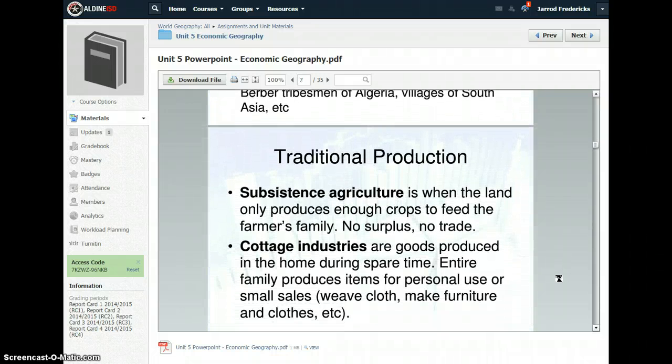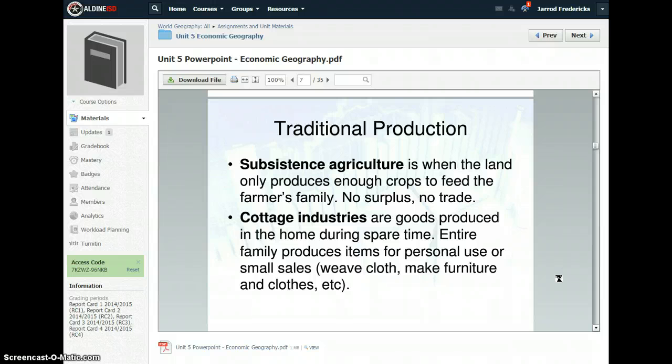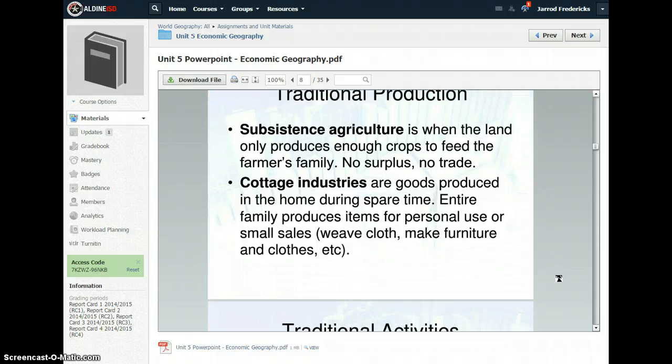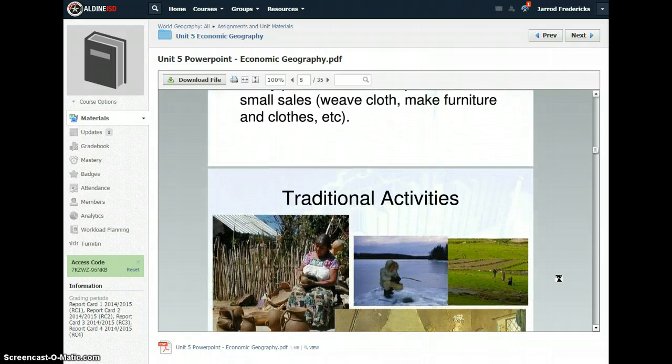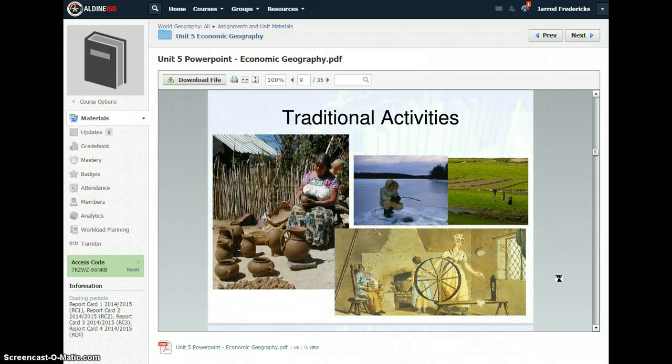In traditional production, we focus on subsistence agriculture, where the land only produces enough crops to feed the farmer's family. There is no surplus, no extra, therefore no trade. They don't make money off of it, they just live off of it. And cottage industries, which we looked at in Function of the City, where goods are produced in the home during their spare time, where families will produce items for personal use or small sales, but nothing in such quantity that they can make a lot of money off of it. I have here pictures of traditional activities which you can look at.